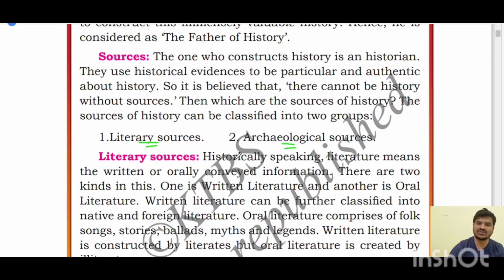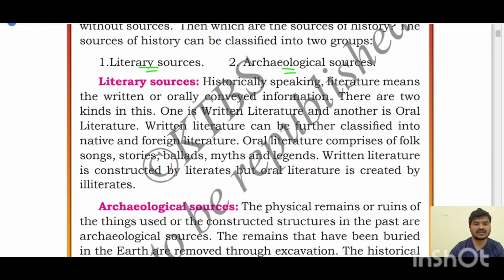Literary sources are both written and oral, and the written can be by people of our own country, or by foreigners. For example, written literature can be further classified into native and foreign literature. Many foreigners came to India as ambassadors and wrote, like Megasthenes, who came from another country. He wrote in full detail about the Mauryan kingdom. Huan Tsang was a Chinese traveler who wrote many books, like Si-Yu-Ki. All those were written by foreigners, and our own native people also write about the kingdom, what happened in that kingdom. All those are native literature. Oral literature includes folk songs, stories, ballads, myths and legends.